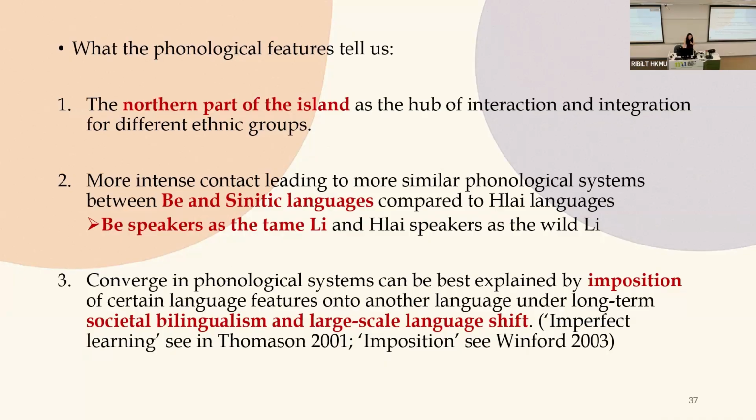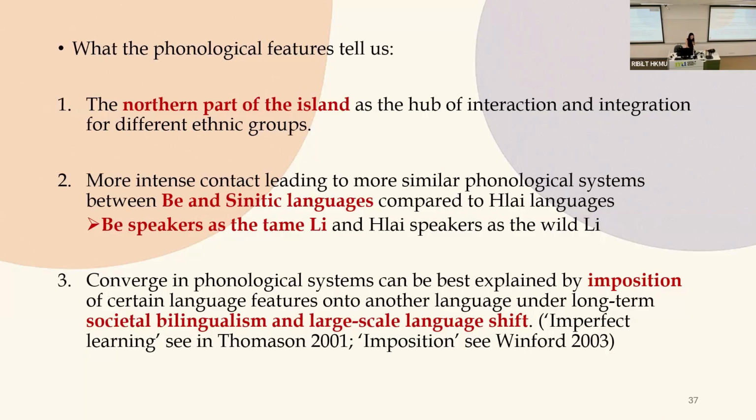Second, the near identical phonological systems of Be and Hainan Min suggest that the two languages have undergone intense contact. Compared to the Hlai language, which does not share a lot of features with Sinitic languages in general, the proposition that the Be people correspond to the more Sinicized tame Li and the Hlai people correspond to the more secluded wild Li can be supported linguistically.